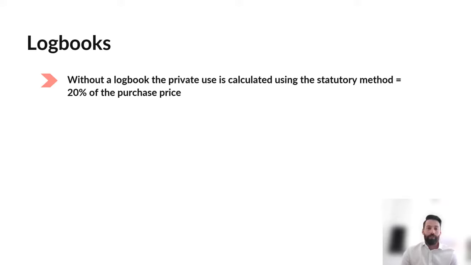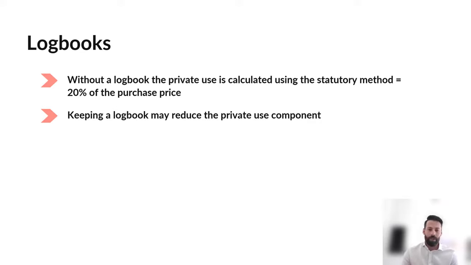However, if you have a high business use and you don't really use your car much for private purposes, then keeping a logbook means you get to use the actual business use percentage. What that can do is have the overall effect of reducing that private component and the contribution that you need to make, which ultimately has the impact of increasing your tax deductions in each year. So logbooks are important because they give you the opportunity to either apply the actual rate, or you can always go back to the 20% statutory method if that gets you a better outcome.